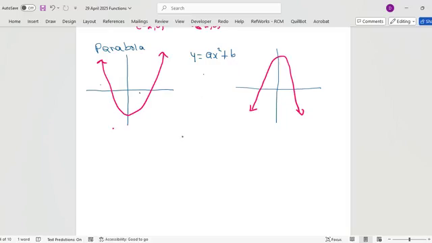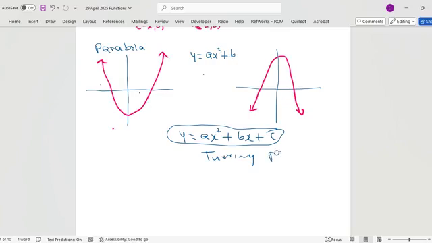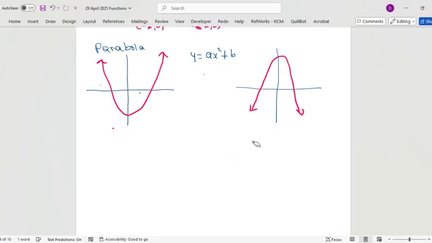In grade 11, you're going to draw y equals ax squared plus bx plus c. You're going to draw that one in grade 11, and then we'll be talking about the turning point. In grade 10, the turning point is there, but it's very easy to get. For now, let's talk about this.